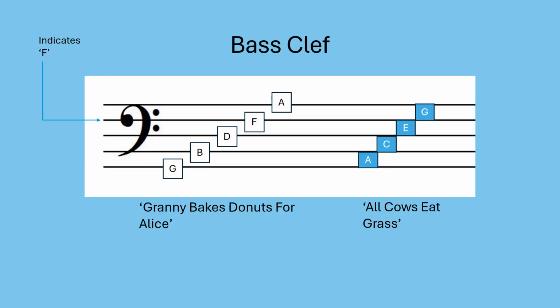A bass clef is used for lower ranged instruments and indicates the note F on the stave. The notes on the lines of the bass clef can be remembered by the mnemonic, "Granny bakes donuts for Alice," and in the spaces by the mnemonic, "All cows eat grass."